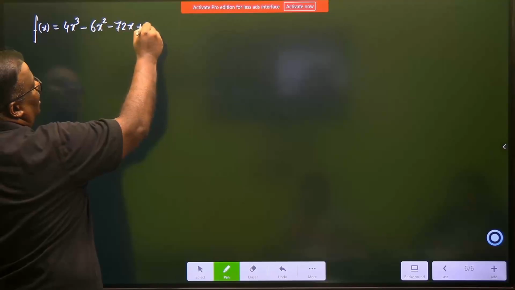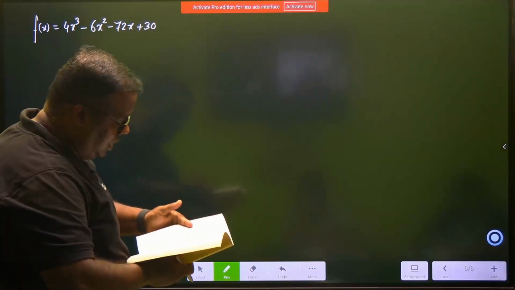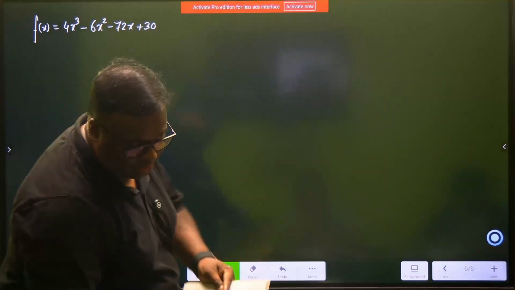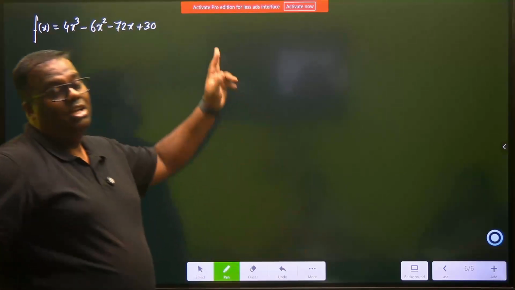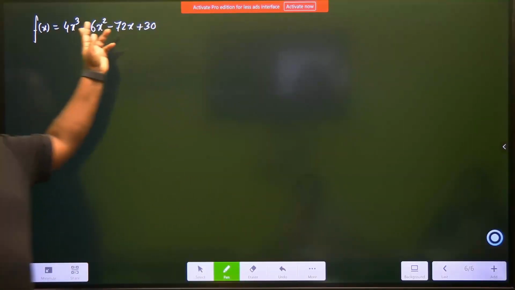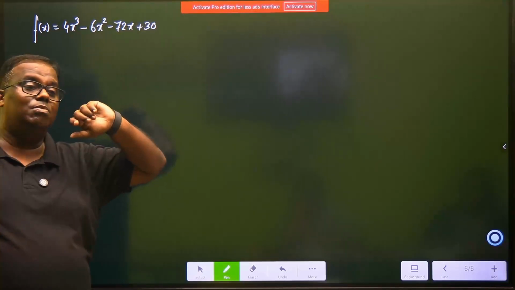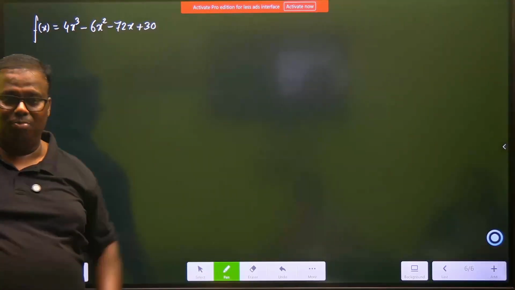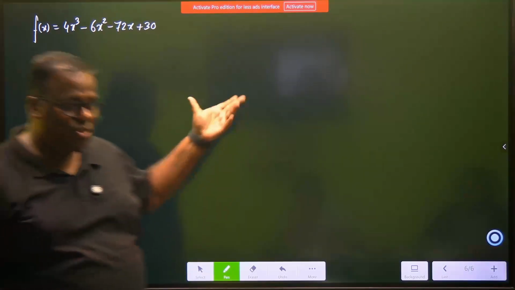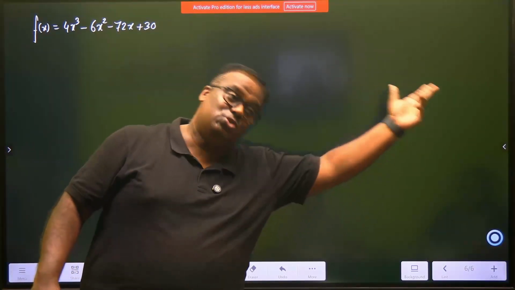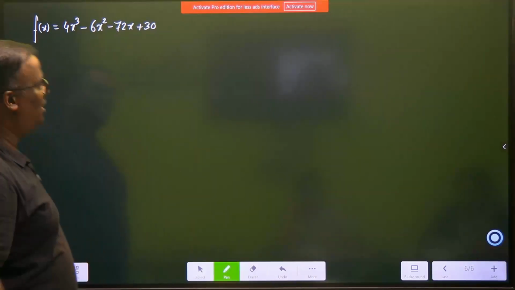Plus 30. Okay, what do you need to do, children? You need to find the intervals where it is increasing, decreasing. Now it will be interesting. Now see, this is a cubic function, so the derivative will be quadratic. Quadratic means I will get two critical points. So your labor increases, zone 1, zone 2, zone 3. We have to check in 3 zones.